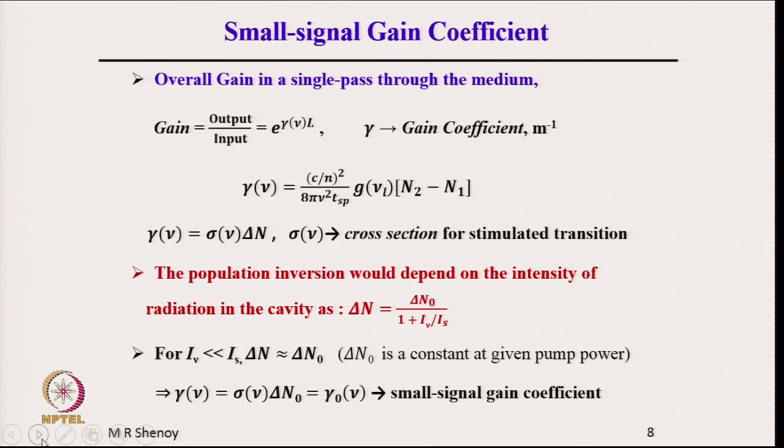When we write the overall gain in a single pass through the medium, this is a word usually used: single pass gain. Single pass gain means you have a medium here of certain length, and a certain input beam of some intensity I_in is entering the medium, and it passes through the medium once. This is called single pass, and you get the I_out.